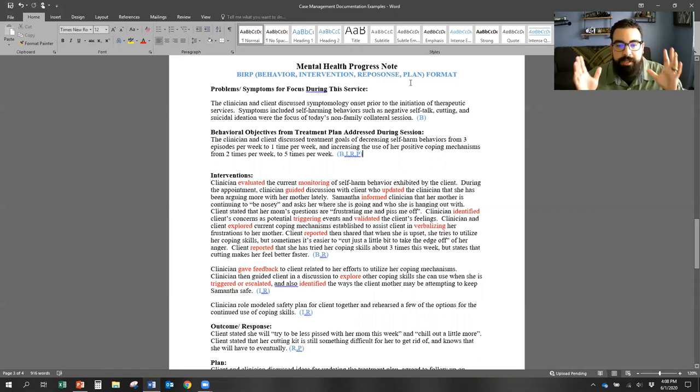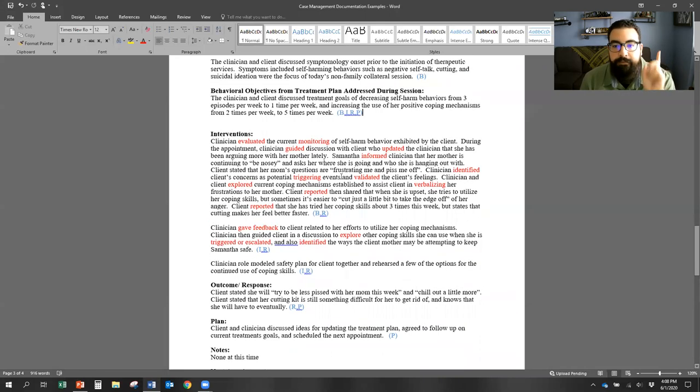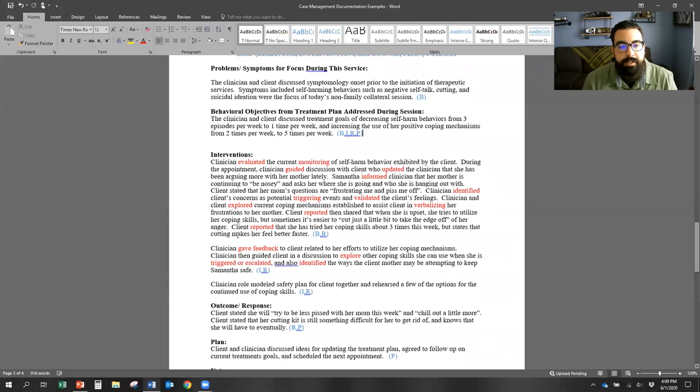I did this so that you can see literally how I'm addressing BIRP in my note, and how I'm folding in mental health language to justify me billing services for this client, for Samantha. So I'm not going to read the entire note to you, except I will get into the interventions.